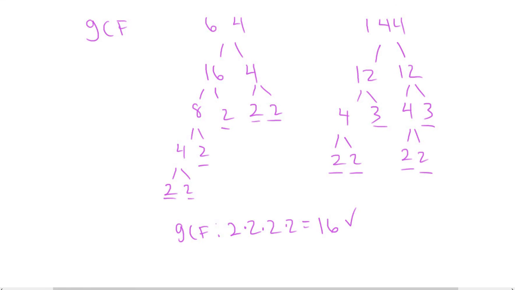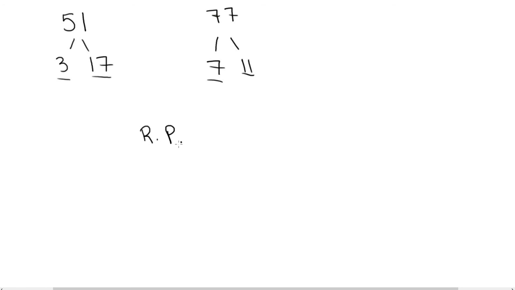Feel free to pause the video and try the following example. I want to find the GCF of 51 and 77. So 51, what is that? 3 times 17, and these are both prime. So let's look at 77. That's 7 times 11, both prime. We see that they have no common factors, so these are relatively prime. So that's how you find GCF.